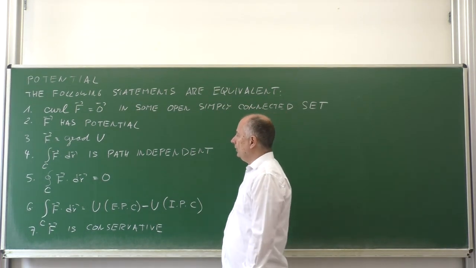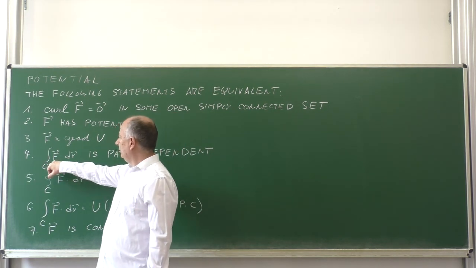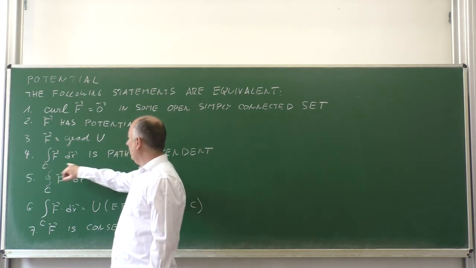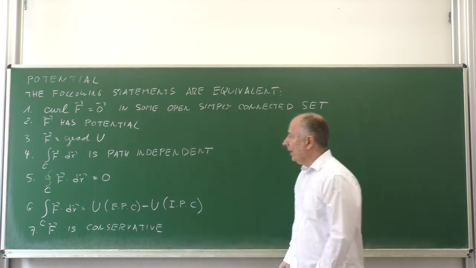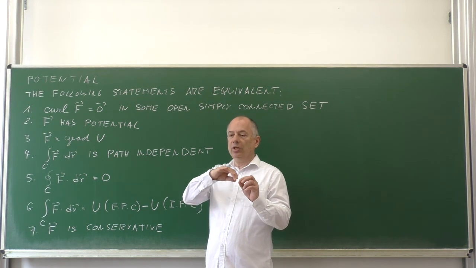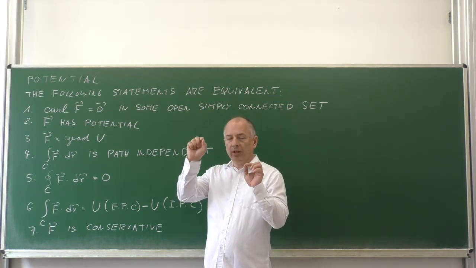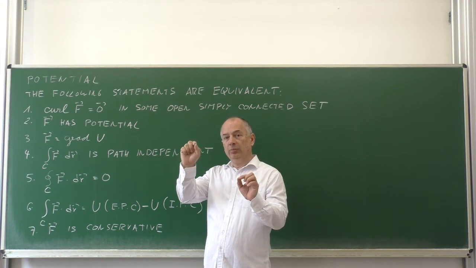And further, this is equivalent to the statement that the line integral of the vector field f along this curve C is path independent. That means that the value of the integral does not change if we change the details of the path of the journey while keeping the initial point and the end point the same.